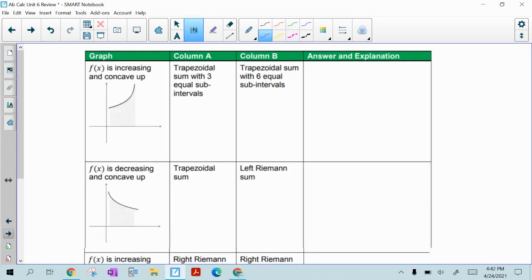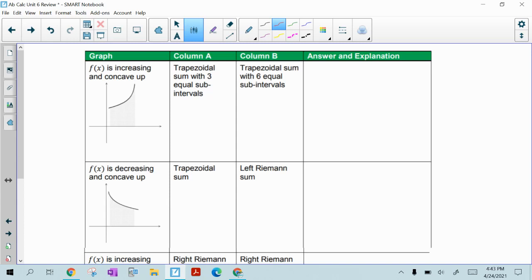Okay, next up, move on to this one. Give yourself a second, compare these, and see if you can explain why. Once again, pause after you've come up with your best guess. And we're back, and now we're going to say, okay, what have we got here? Trapezoidal sum with 3 equal subintervals and trapezoidal sum with 6 equal subintervals. Now, when you've got a trapezoidal sum, we need to compare what's happening.